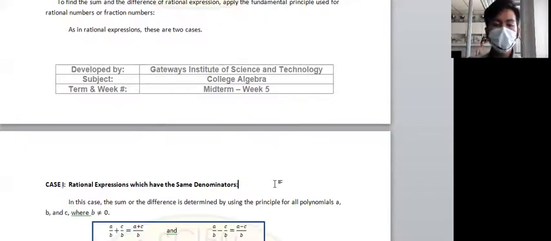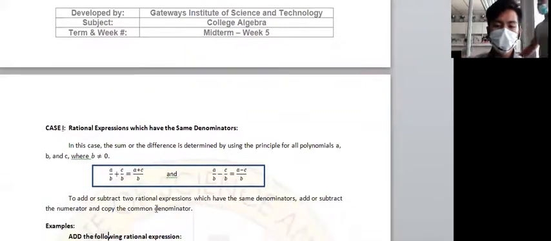In this case, the sum or difference is determined by using the principle for all polynomials A, B, and C where B is not equal to 0. Diba tulad nga po ng sabi po natin, kapag yung denominator po natin is equal to 0, automatic po yung rational expression po natin is undefined. So, A over B plus C over B is equals to A plus C over B. And A over B minus C over B is equals to A minus C over B.